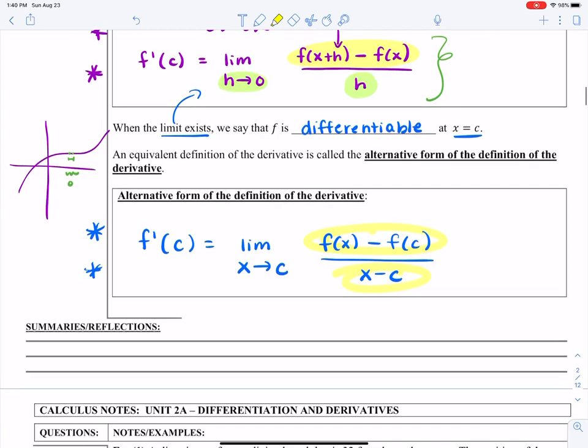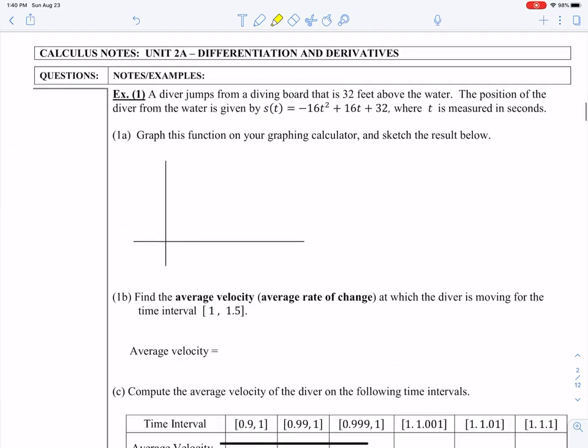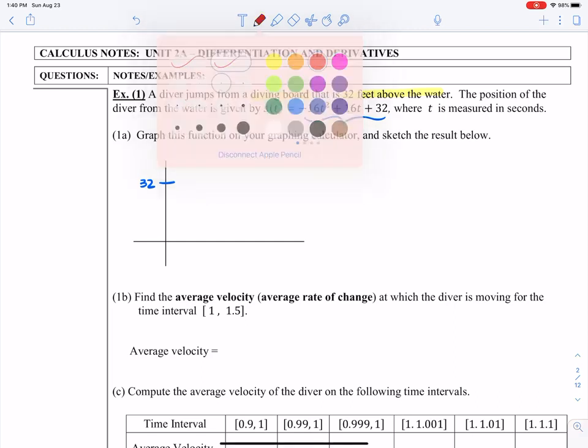So I want to go into an example, and that's kind of where we'll frame all of our thinking for today. We have a diver who's going to jump from a diving board that is 32 feet above the water. So here is my diver at 32 feet, and this is his function. So I have a parabola opening downward. So I'm just going to make a real quick sketch.